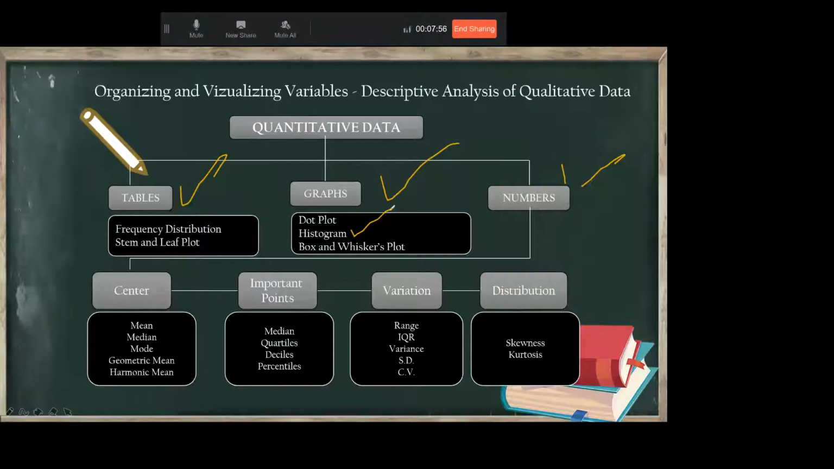Later we came across another tabular form, the stem and leaf plot, where we divide the data into stem and leaf, and this also shows us the shape of the distribution. When we saw the example, it showed almost the same shape as the histogram. Then we moved to numbers, right? And in numbers, how to describe the quantitative data is really important.